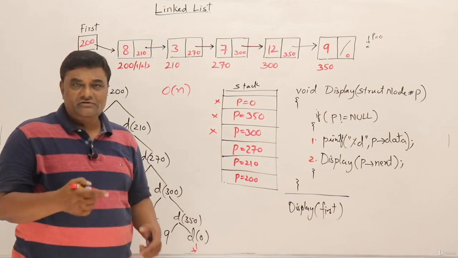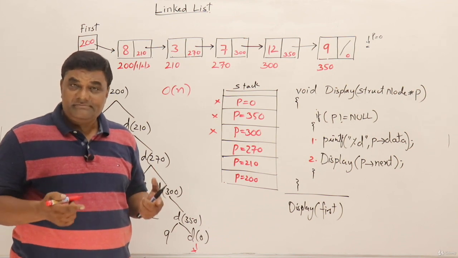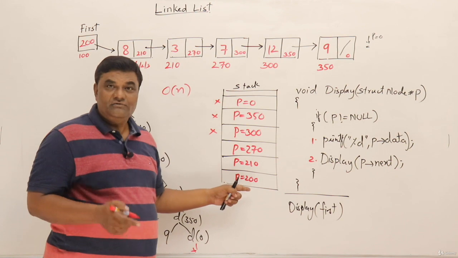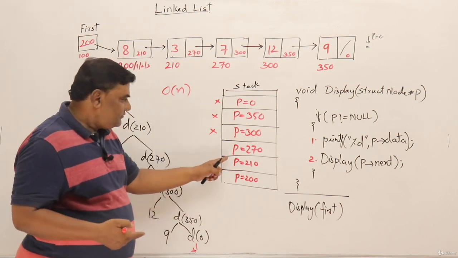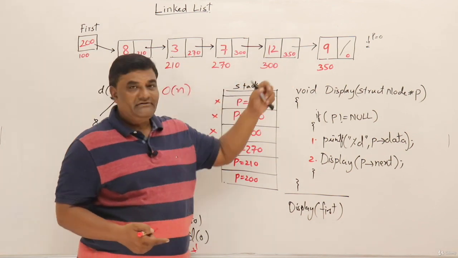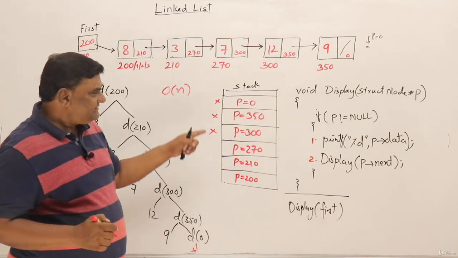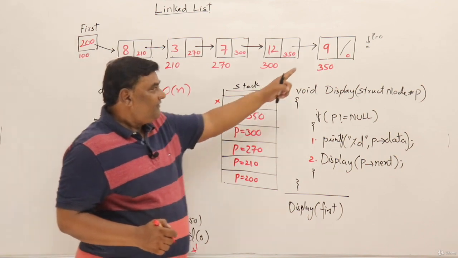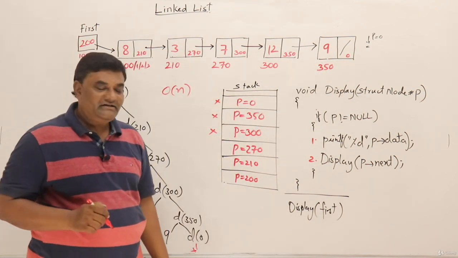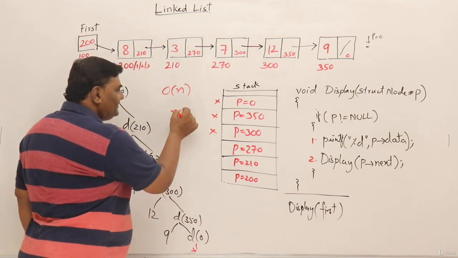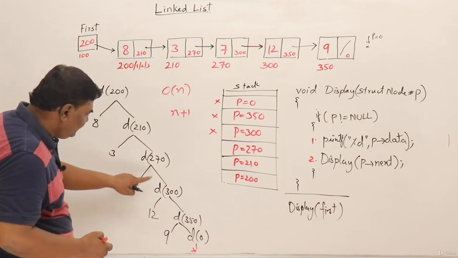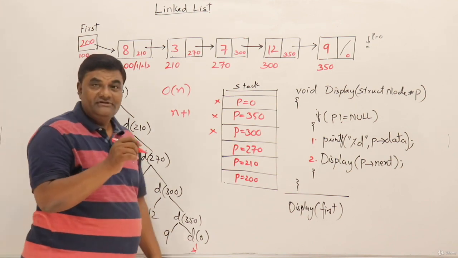The loop function was a simple function. There was no extra space. But this is recursion that uses a stack. So what is the size of the stack? 1, 2, 3, 4, 5, 6. How many nodes are there? 1, 2, 3, 4, 5. 5 nodes are there, but 6 activation records. Why? 1 for null also. So total N plus 1 activation records are created. If you count the calls also, N plus 1 calls.